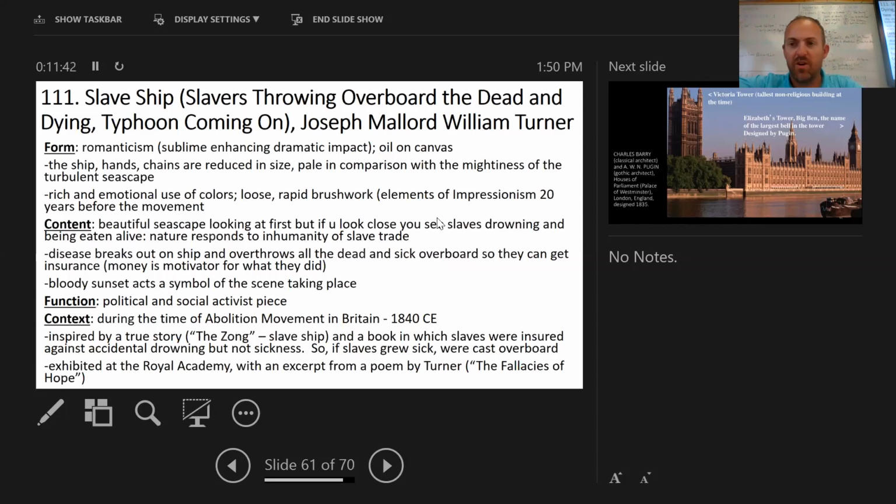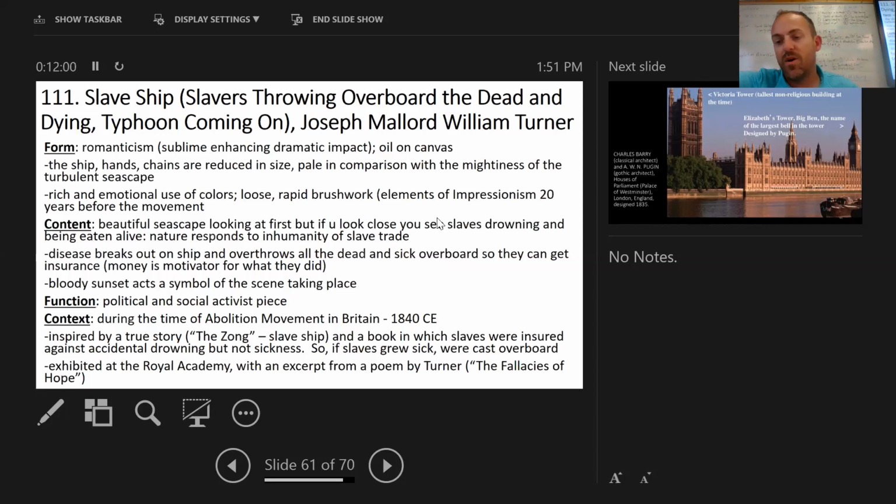He uses very rich emotional colors in this piece. You notice no light pastels here. This is not Rococo art where they're using pastel hues that are playful. Nothing playful about this piece. This is brutal. You guys have noticed every single piece of the Romantic art, it's brutal, right?